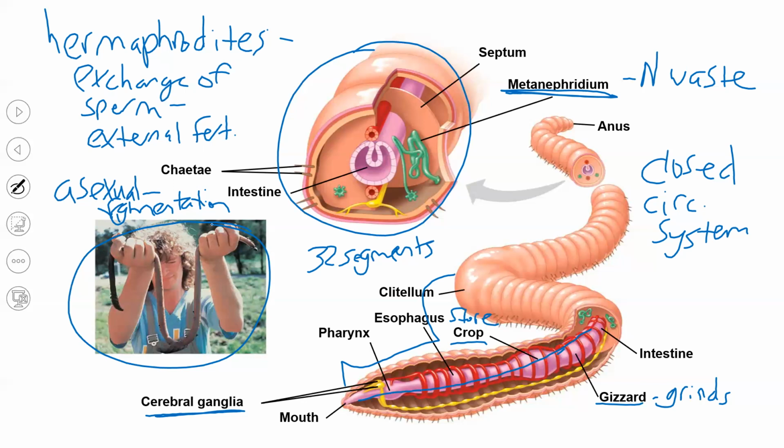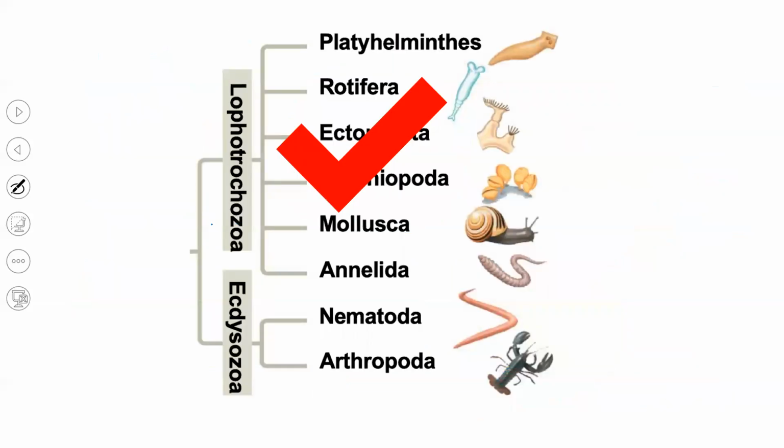Okay, so that gets us through the Lophotrochozoa. We talked about Platyhelminthes. We talked about Rotifera, which is not classified as Rotifera anymore. Ectoprocta, the brachiopods, the mollusks, and the annelids.